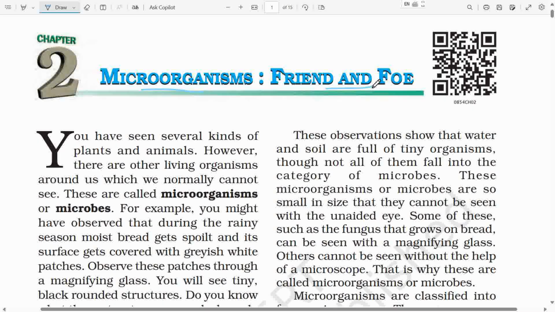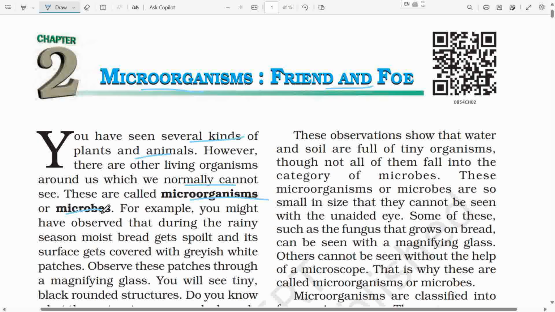Microorganisms: Friend and Foe. You have seen several kinds of plants and animals. However, there are other living organisms around us which we normally cannot see. These are called microorganisms or microbes.